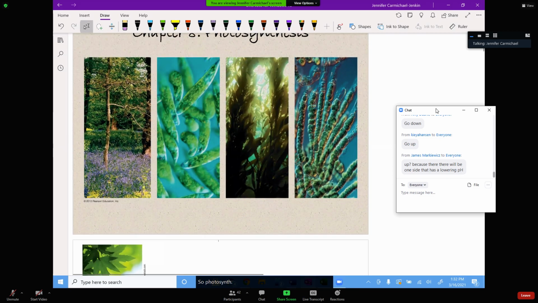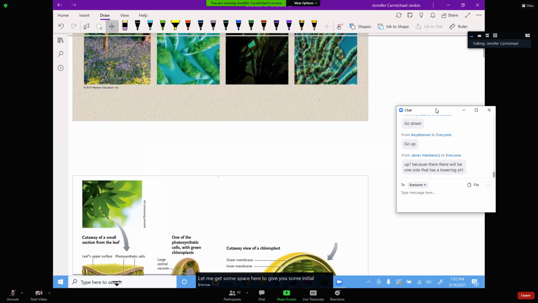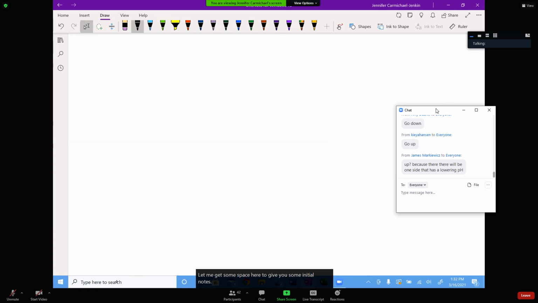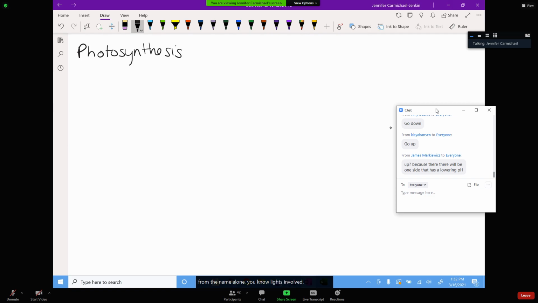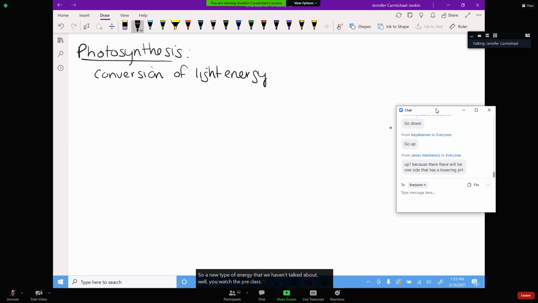So photosynthesis. Let me get some space here to give you some initial notes. So photosynthesis, from the name alone, you know, light's involved, and we're going to make something. Okay, so photosynthesis is the conversion of light energy, so a new type of energy that we haven't talked about. Well, you watched the pre-class video, but we haven't talked about it, right? Conversion of light energy to the chemical energy of food.